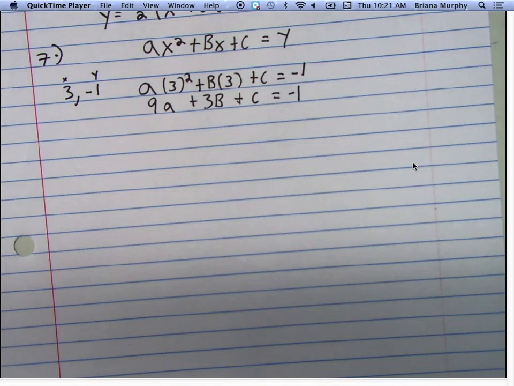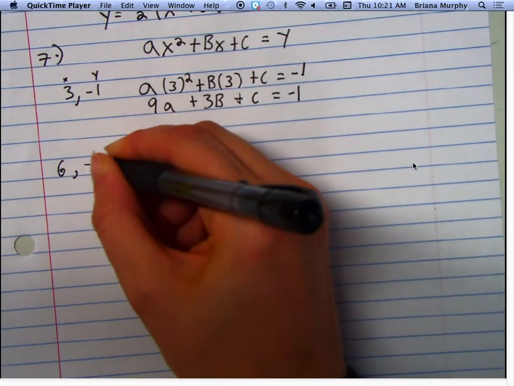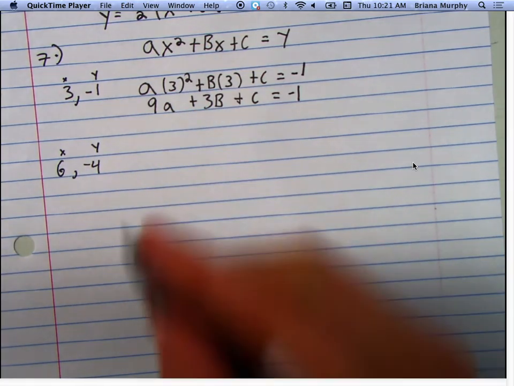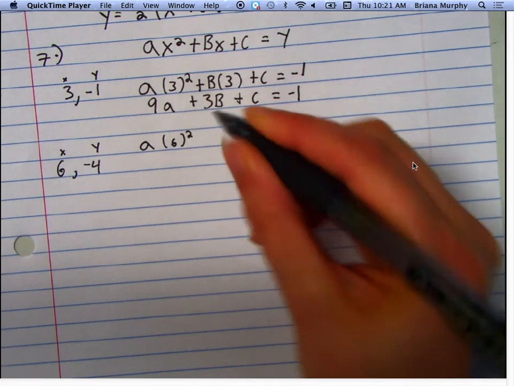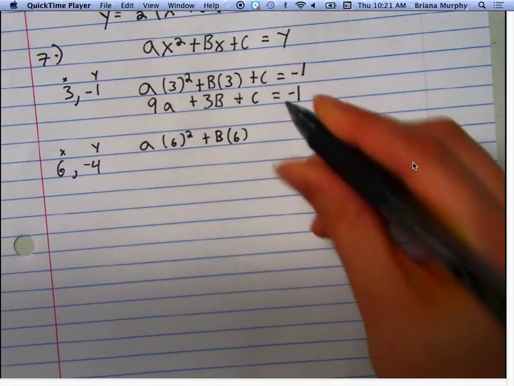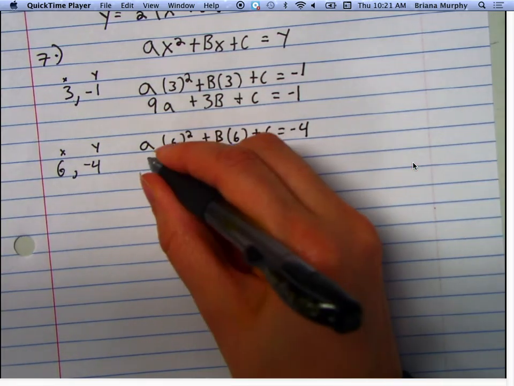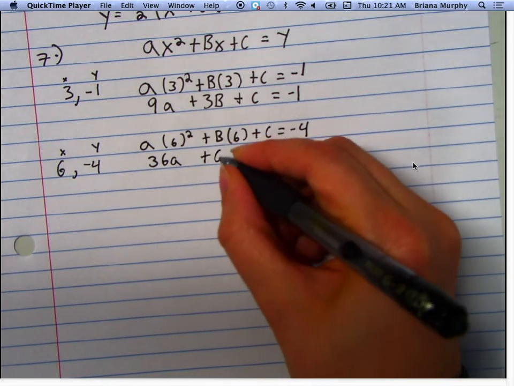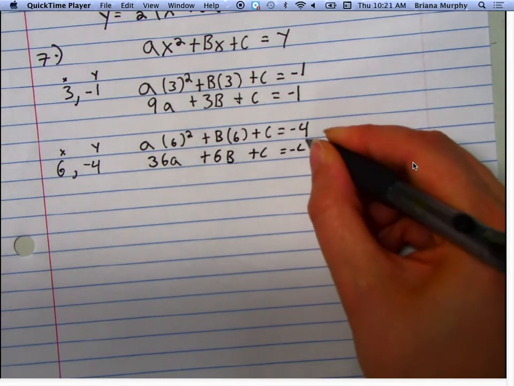Plug in another point. I'm just going to move to the next point. I've got 6, negative 4. This is my x. This is my y. We're going to plug them in. So we've got a times 6 squared plus b times 6 plus c equals negative 4. And I'm going to get 36a plus 6b plus c equals negative 4.